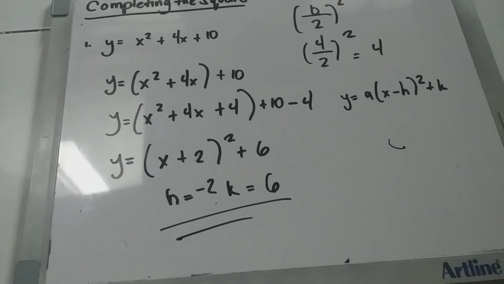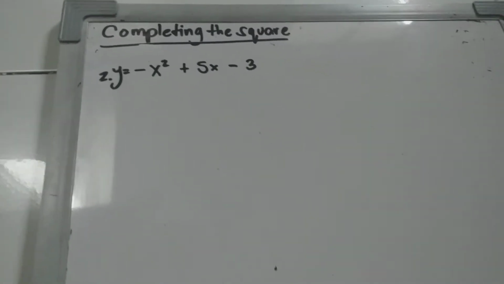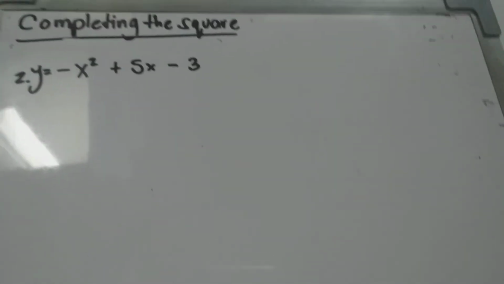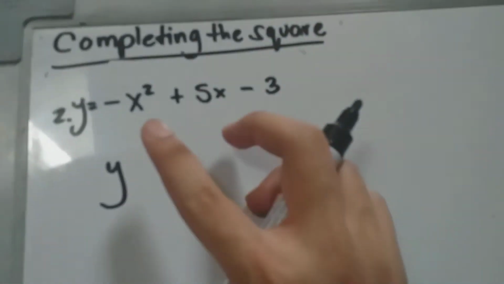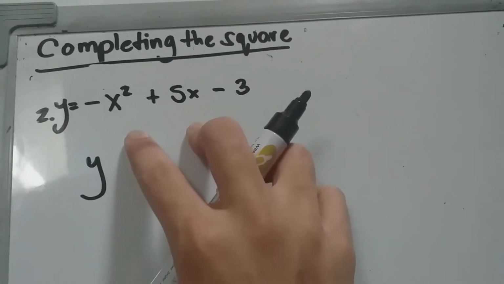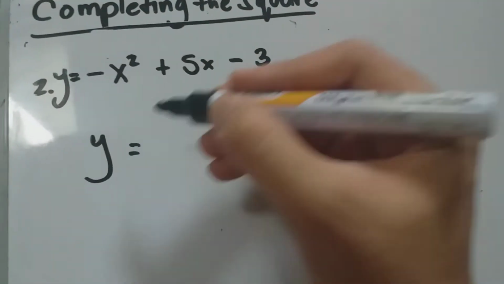Okay, so next example. What if our leading coefficient is a negative? In this case, we just do the same thing. We just group the first two terms, the x squared and the x. We group them together.